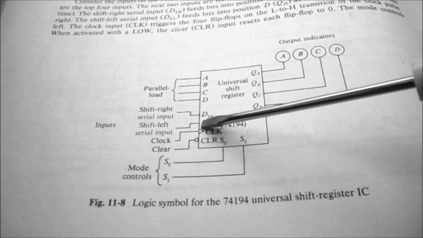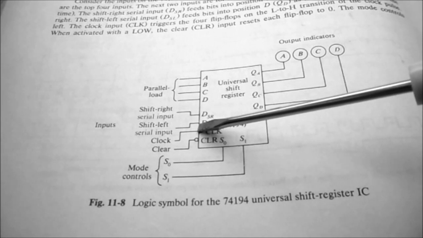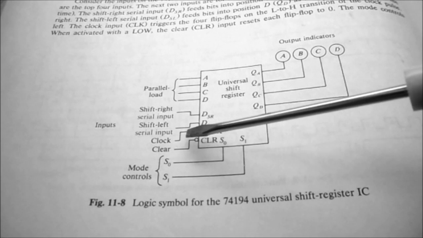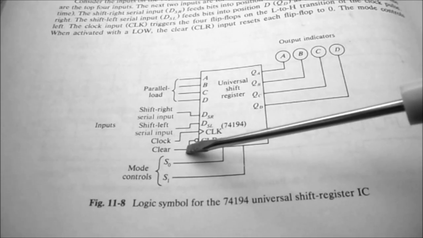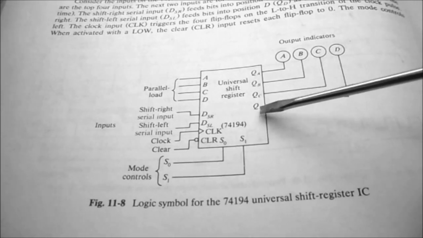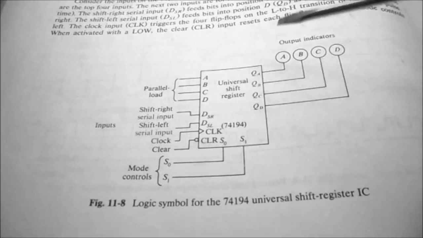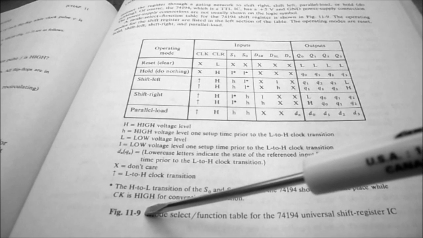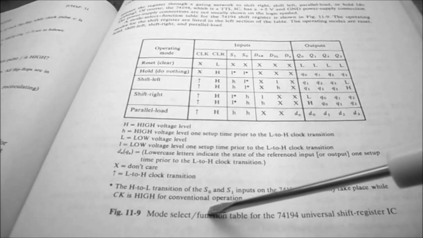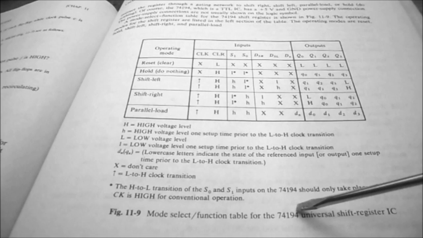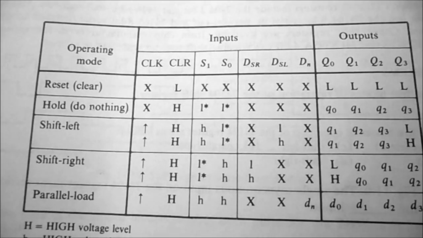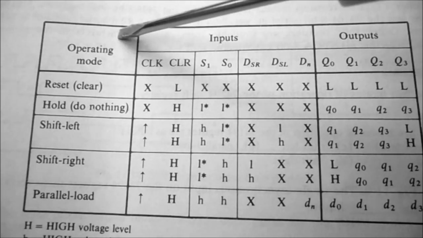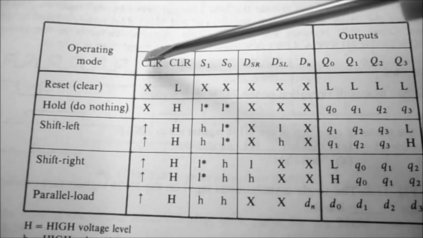We have the clock, and you notice the clock symbol does not have a bubble on it, so it goes on the positive transition. And we have a clear line on it that has a bubble on it. So whenever the clear line goes low, all of the 4 outputs go to 0. And then figure 11-9 is the mode select function table for the 74194 Universal Shift Register IC. So I just wanted to give you a close-up of the operating mode table.